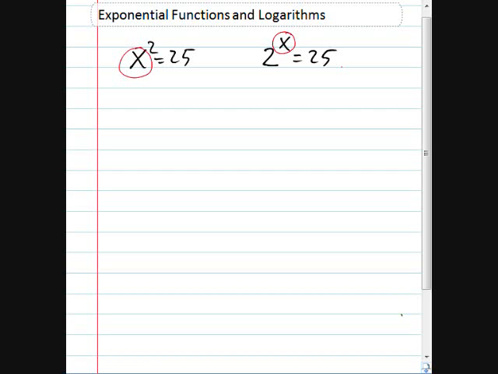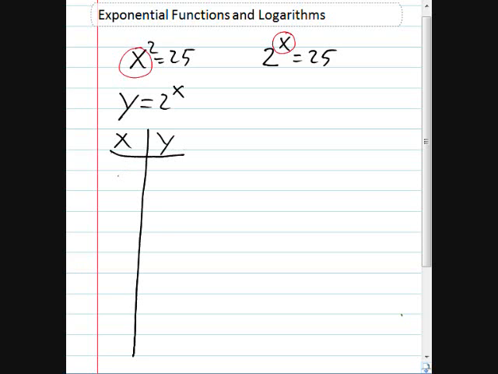This second equation is known as an exponential equation. And we'd like to learn how to solve one of these. But before we do that, let's just take a look at an exponential equation in general. So let's look at y equals 2 to the x. We can get a sense of what this equation looks like by building a table of values.